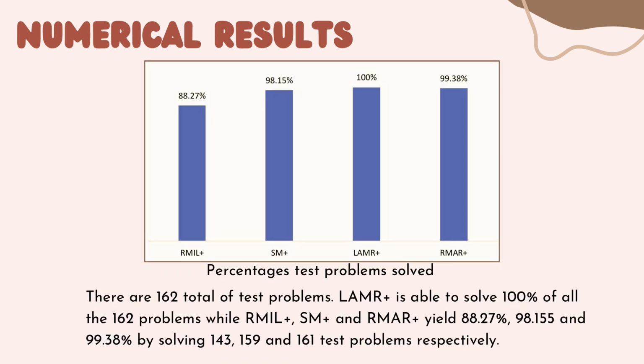There are 162 total test problems. The numerical results show that LAMR+ is able to solve 100% of all the 162 problems, while RMIL+, SM+, and RMER+ yield 88.27%, 98.15%, and 99.38% by solving 143, 159, and 161 test problems respectively.